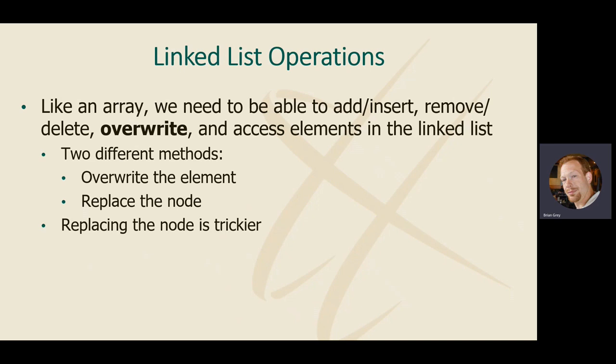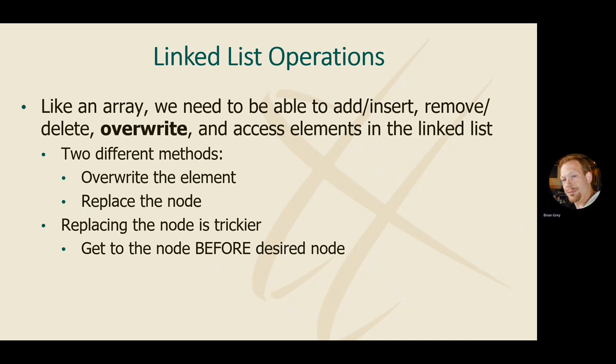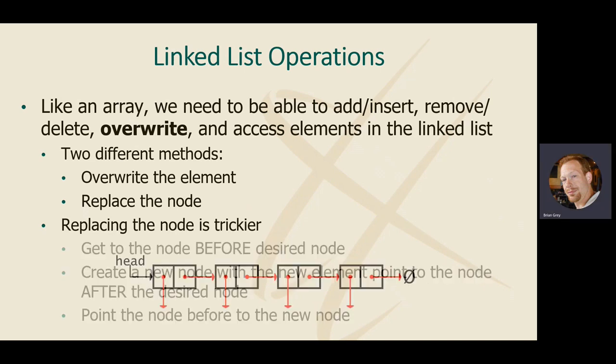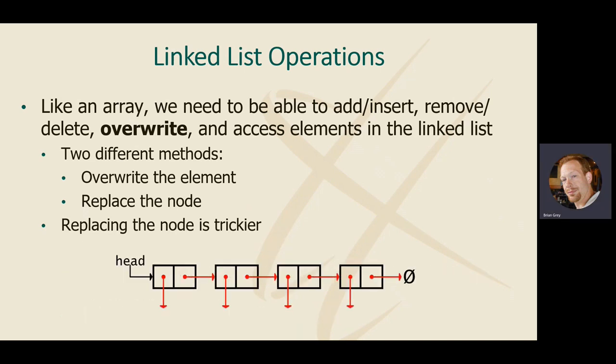We can also replace. And replacing is a little trickier, but it's really not that bad, right? So once we have the node before the node that we want to replace, let's think about this. What do we have to do? Well, we want that node to go away, but we want all other nodes after it to be the same. So we can create a new node that points to the node after the node that we want to replace, and then point the node that we're currently at to our new node. So if we have this list and we want to replace this guy, we can just do this.